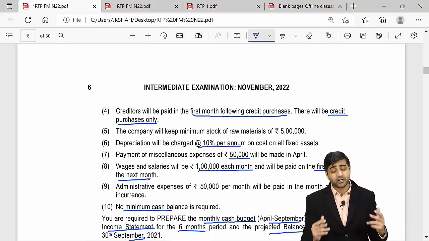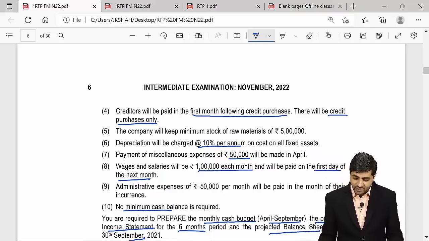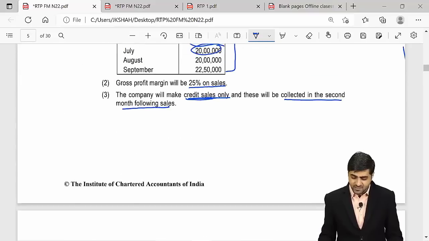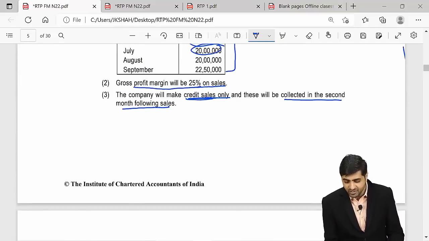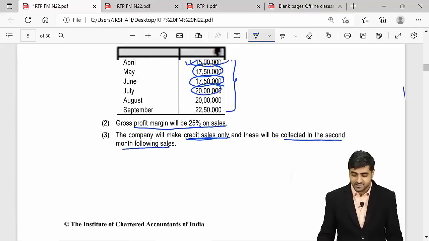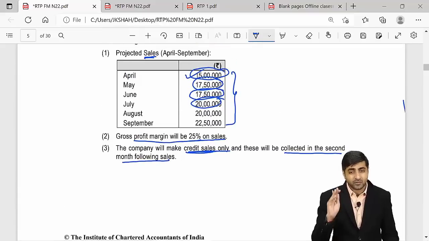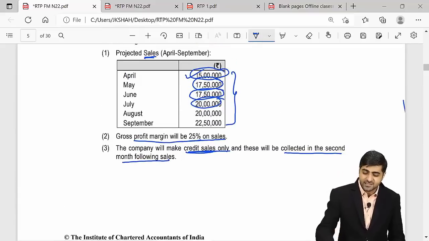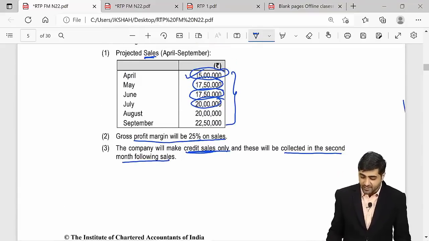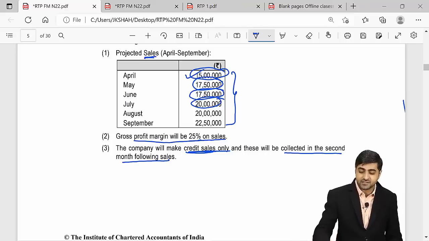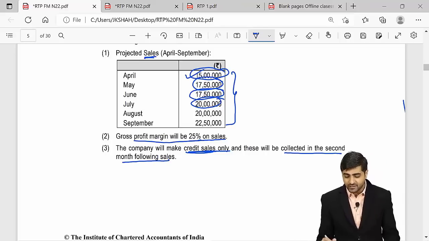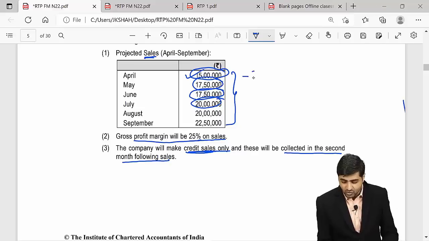So how do you calculate your purchases? So for that, we are having something which is called as your GP margin, which is 25% of sales. So now you can just check for the month of April, we are having sales of 15 lakhs and now your GP margin is 25%. So immediately when you subtract from 15 lakhs, your 25%, we will be getting your cost of goods sold, and that is nothing but 11,25,000.